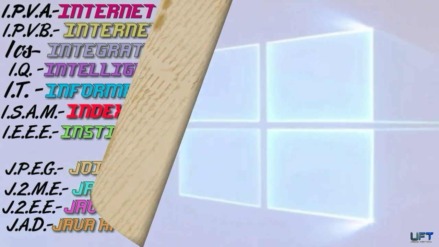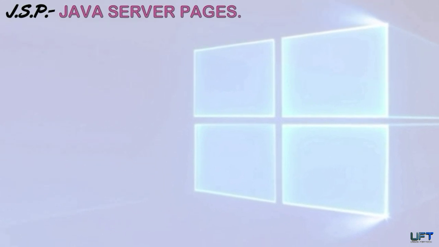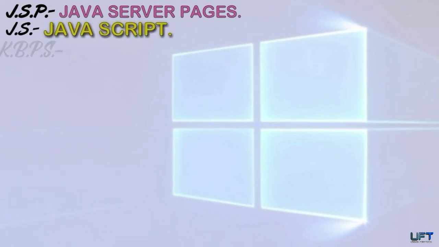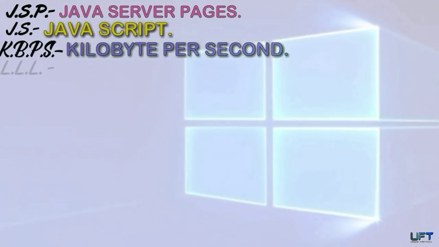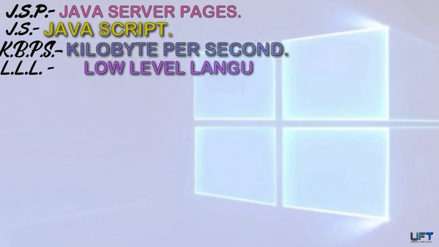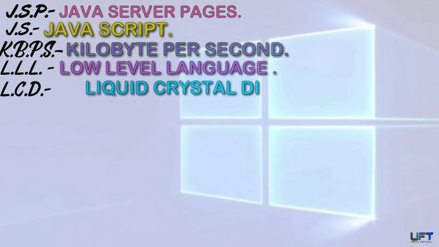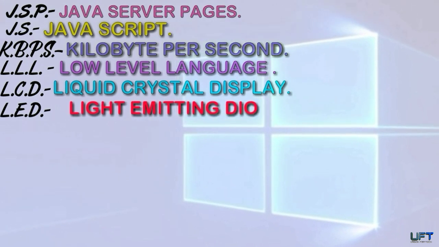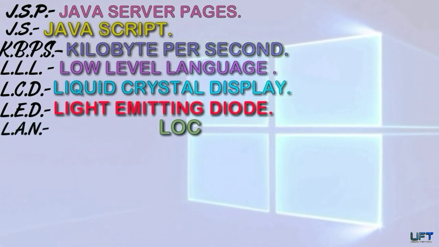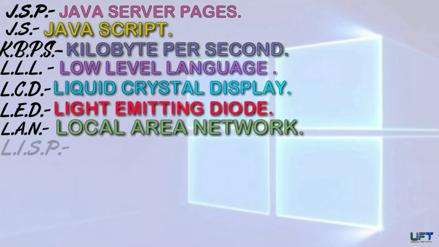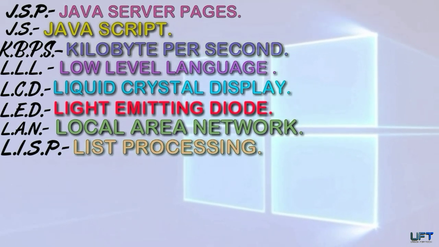Let's go on 10th page. So JSP stands for Java Server Pages. JS stands for JavaScript. KBPS stands for Kilobyte per Second. LLL stands for Low Level Language. LCD stands for Liquid Crystal Display. LED stands for Light Emitting Diode. LAN stands for Local Area Network. LISP stands for List Processing.